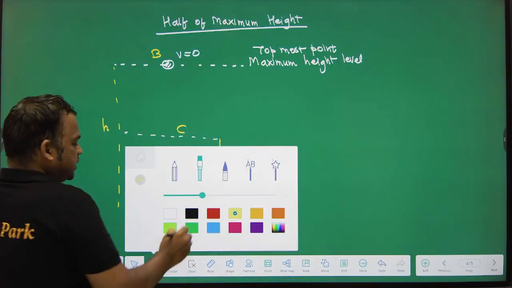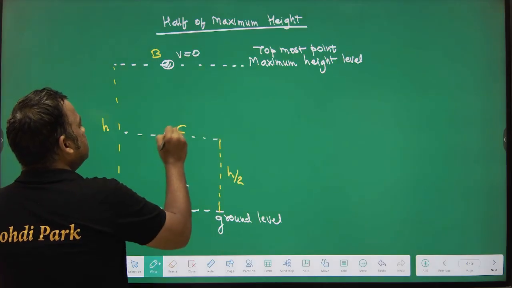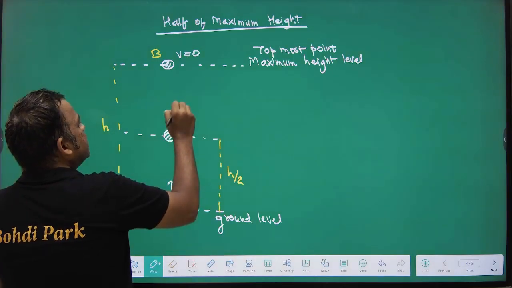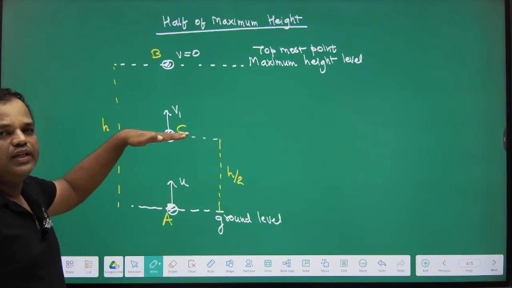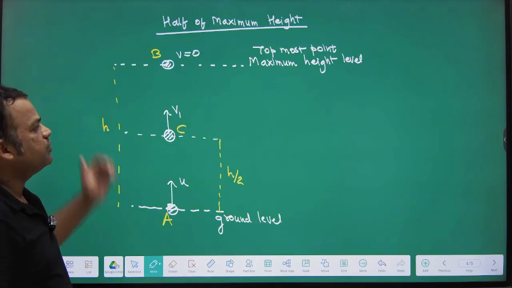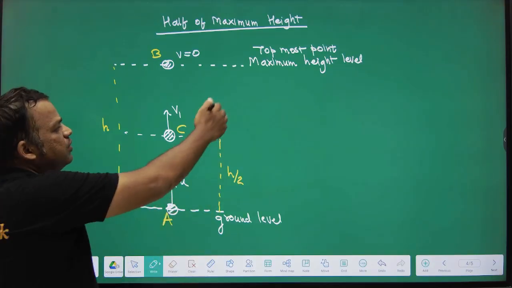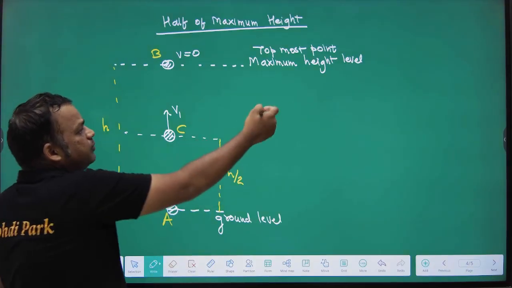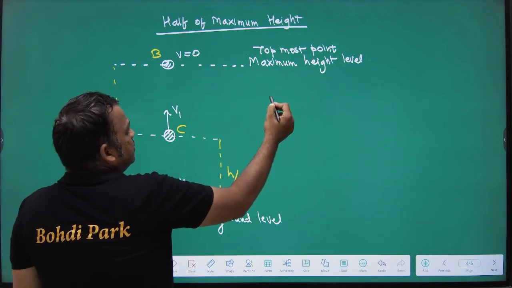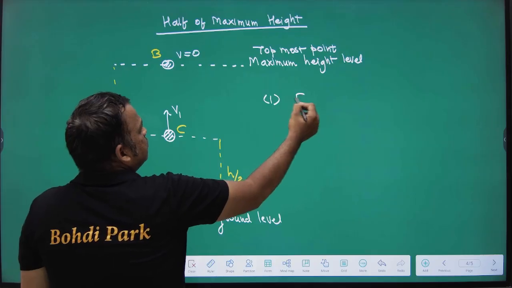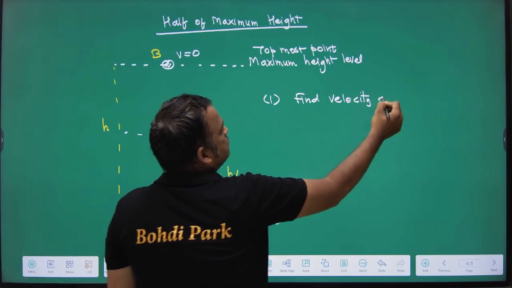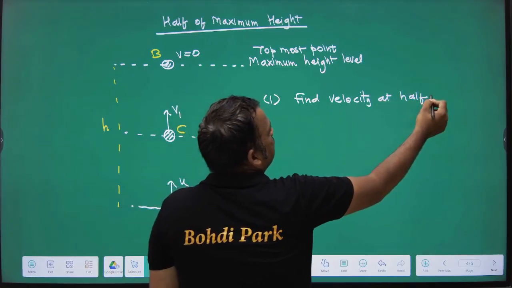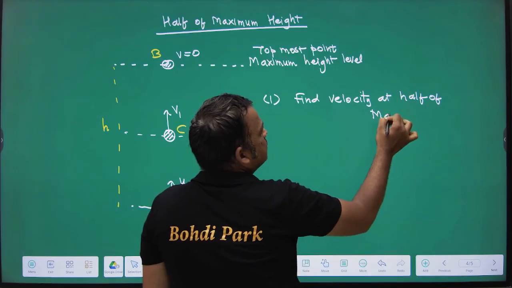So the question says, what is the velocity at half of maximum height and what is the time taken to reach half of maximum height? Let's do it. So I will write what we are going to find here. First question is find velocity at half of maximum height.